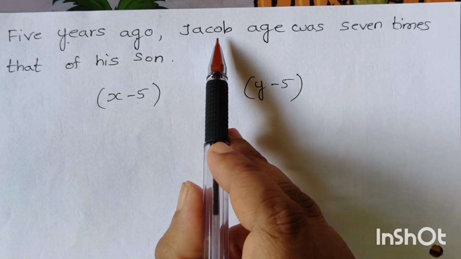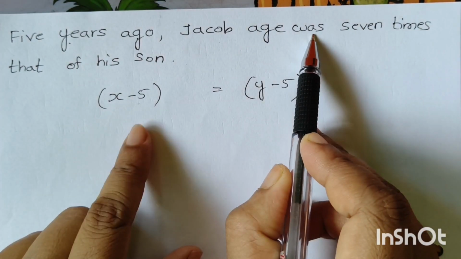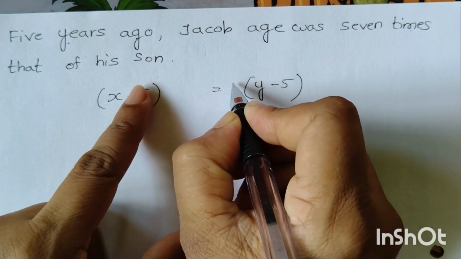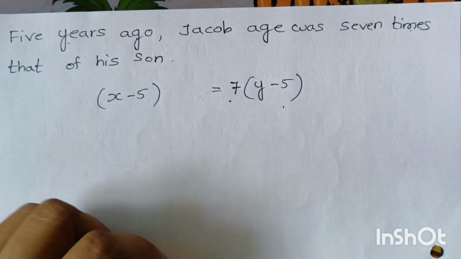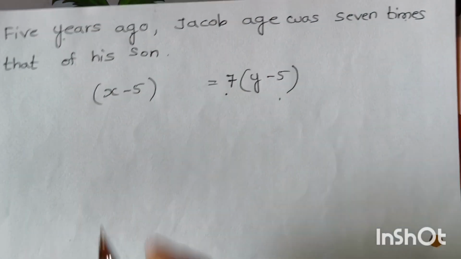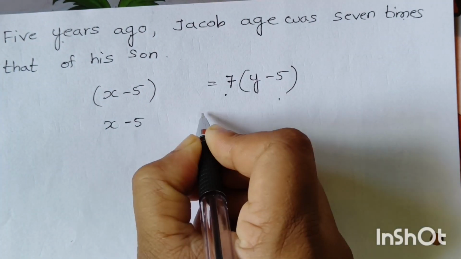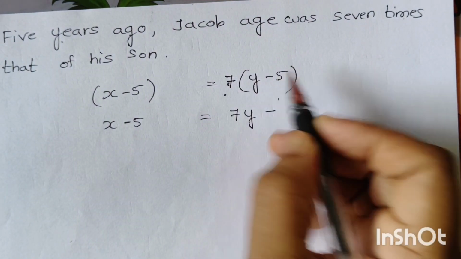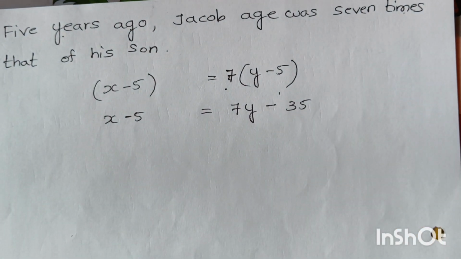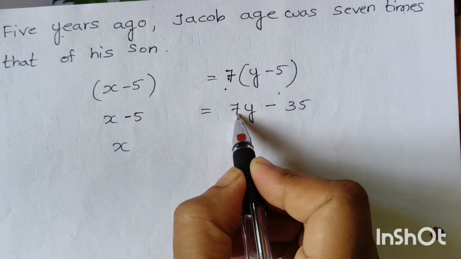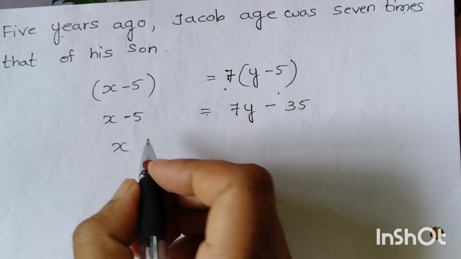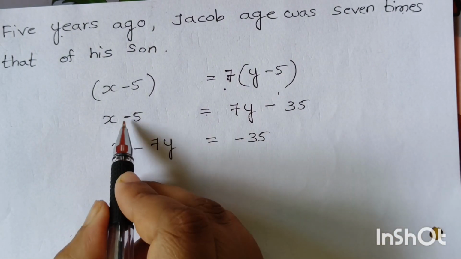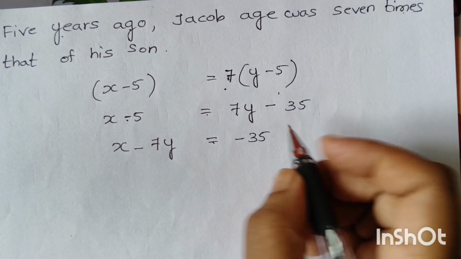Now let us read this. Jacob's age was 7 times that of his son. Now let me simplify this. x minus 5 is equal to 7 into y is 7y, 7 5s are 35. x minus 7y, when it crosses the equal to sign, it will become minus 7y is equal to minus 35. Minus 5, when it crosses the equal to sign, it will become plus 5.